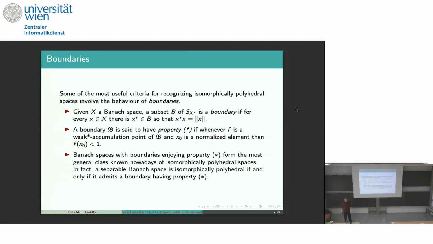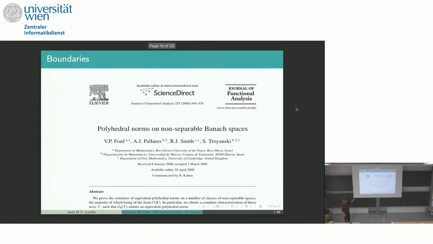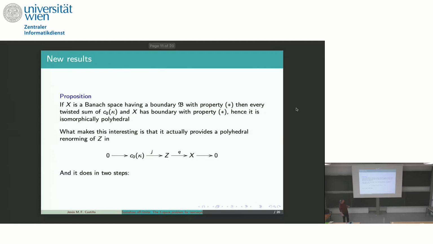Spaces with that boundary are isomorphically polyhedral, up to the point that separable spaces are isomorphically polyhedral if and only if they admit a boundary with that property. Nobody knows if they are equivalent in general. All these types of results are in this paper of Fonf, Pellegrino, Smith and Troyanski, a beautiful paper containing many results and many details about all this stuff. Now, back to the examples.